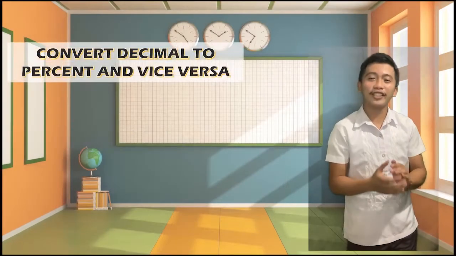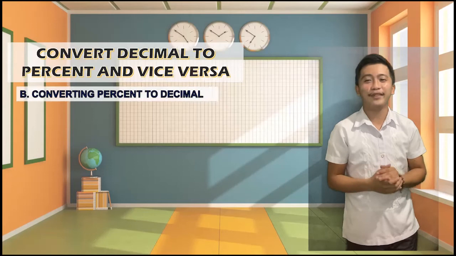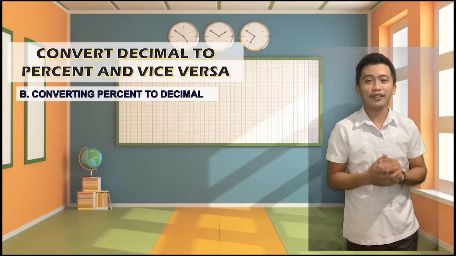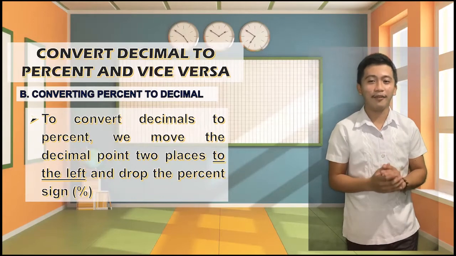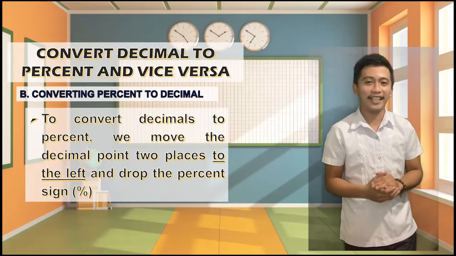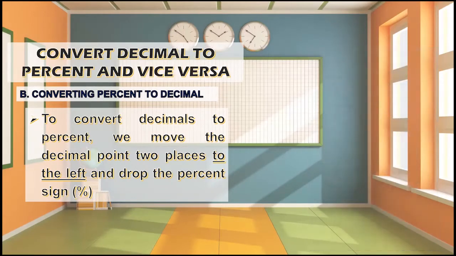So now let's proceed to converting percent to decimal. So to convert percent to decimal, we move the decimal point 2 places to the left and drop the percent sign. So let's have an example.